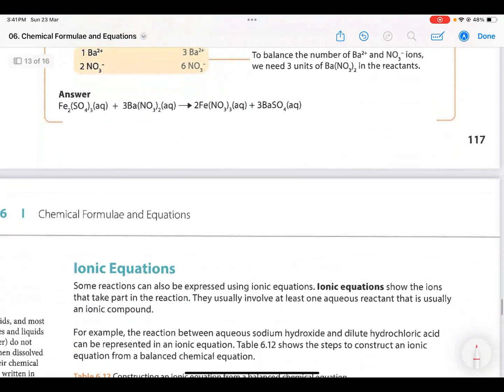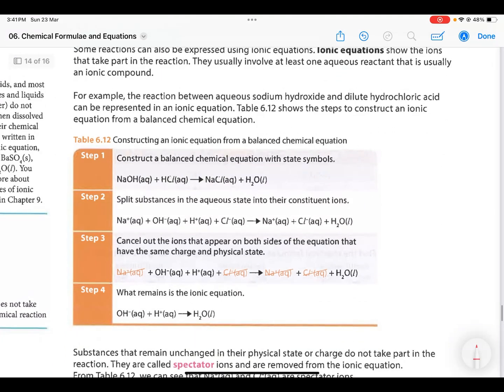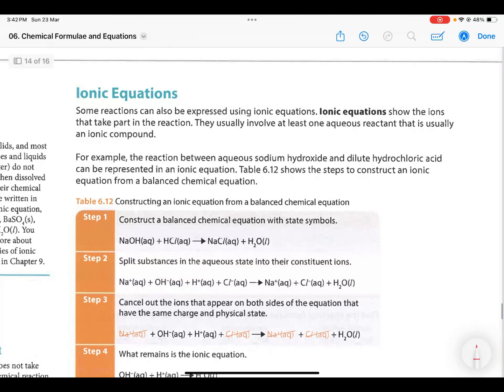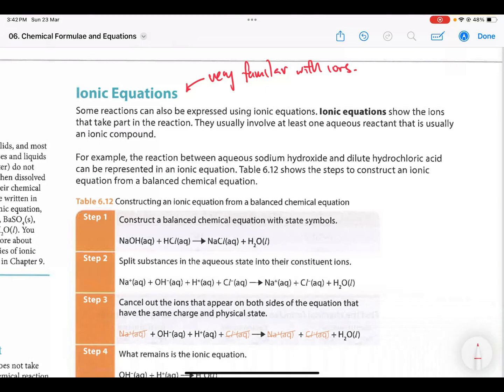Now the last one we're going to go through is the ionic equation. For ionic equations, one of the key things you must take note of is you need to be very familiar with the ions. Not knowing what the ions are is going to be detrimental for ionic equations. That's why it's called an ionic equation, for a reason. Some reactions can be expressed using ionic equations.